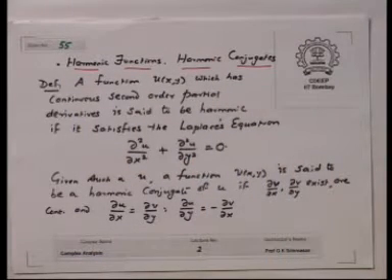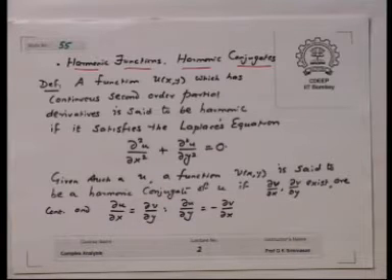A function u of x y which has continuous second order partial derivatives is said to be harmonic if it satisfies the Laplace's equation. I just dictated all these things just a while ago. What is the Laplace's equation? Del 2u by del x squared plus del 2u by del y squared is 0. So, we have just seen that a function of two variables which has continuous second order partials is said to be harmonic if this equation is satisfied.